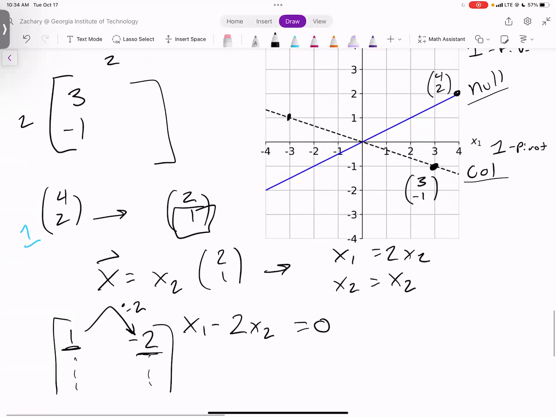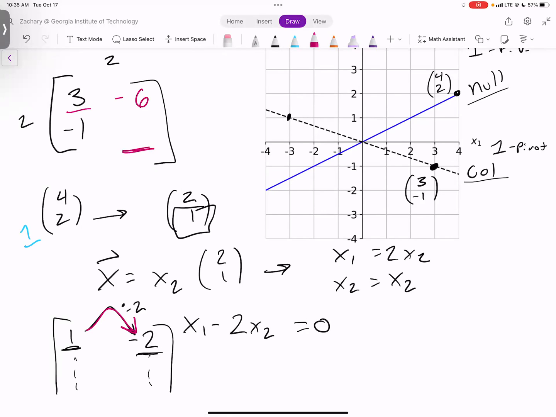Okay, so now looking up top, we have a 3 as our first entry. To get from our first column to our second column, we do the exact same ratio, 1 to negative 2. So that means this is negative 6.